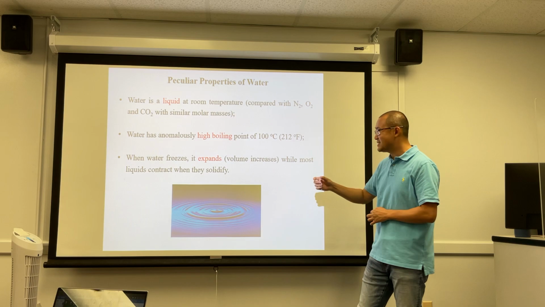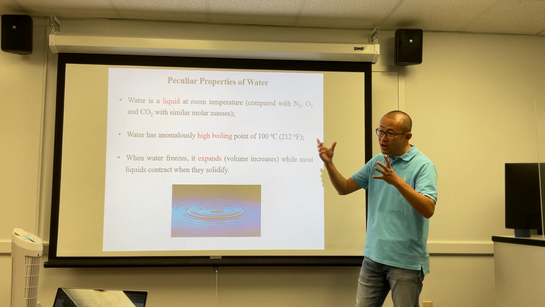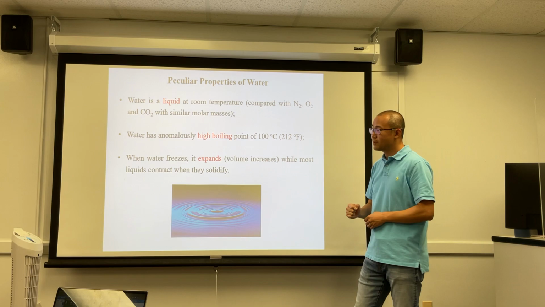That makes the density of water bigger than the density of ice. Okay, density is mass over volume. When volume expands, what does that mean? Density is decreasing. So ice density is smaller than water, which is very unique.